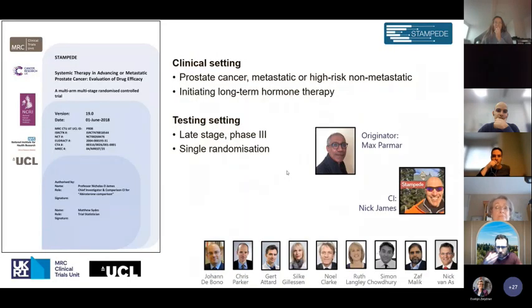So I'm going to start with a motivating example, the STAMPEDE trial. It's been running in the UK for about 20 years. Max Parmar, who's the director of the unit I work in, is the originator of this approach. Nick James has been the chief investigator. This is a trial for men with prostate cancer for which there were a number of potential treatments that could be looked at, but no progress had been made for many years. So the motivation was, why would we pick just one of these treatments when there's a real need to move forward as quickly as possible for this particular patient group?